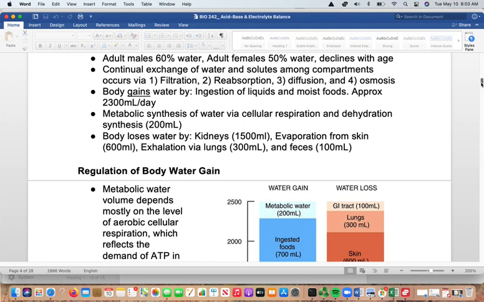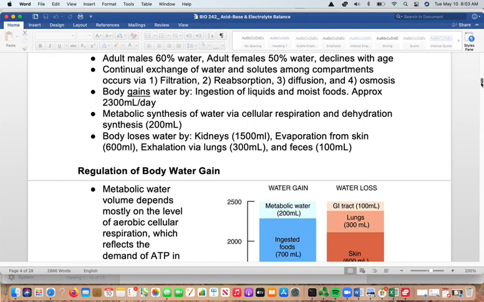Typically, that's about 2,300 milliliters a day. There can be some variation in there as well. So if a person is exercising and removing more water through sweat or other things, they're probably going to drink more. They're usually going to be thirsty to offset that.